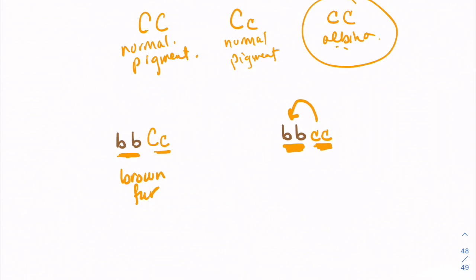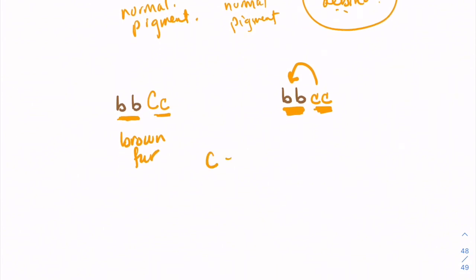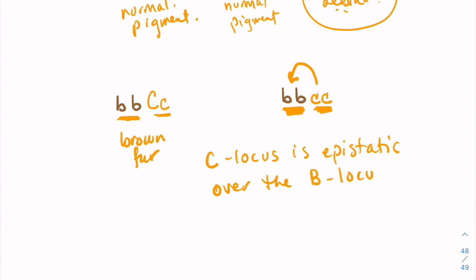Epistatic. C locus rules. The C locus has the final say, or it has more of a say in what color that cat's fur is going to be than the B locus. So the C locus is epistatic over the B locus. Doesn't matter what the B locus says. If the B locus says it's going to be a brown cat, but the C locus says, not so fast, you're going to be an albino cat, that cat's going to be an albino, period.